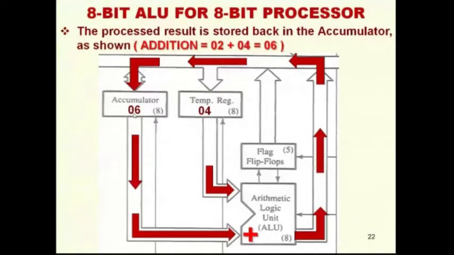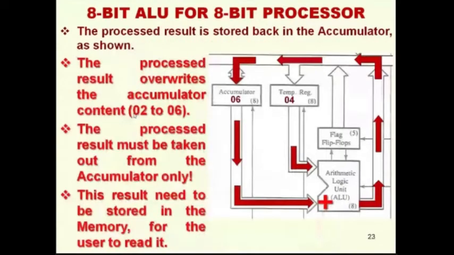Now the question comes to our mind. We are happy that this is how the ALU performs addition. Now let us go in depth. The processed result is stored back in the accumulator as shown. The processed result overwrites the accumulator content, that is 02 to 06. The processed result must be taken out from the accumulator only. So from the accumulator only, we have to take out the data.